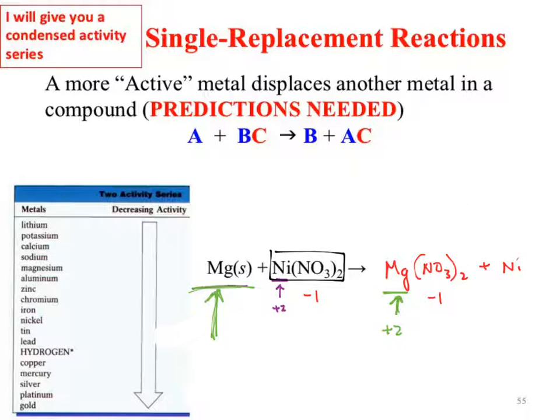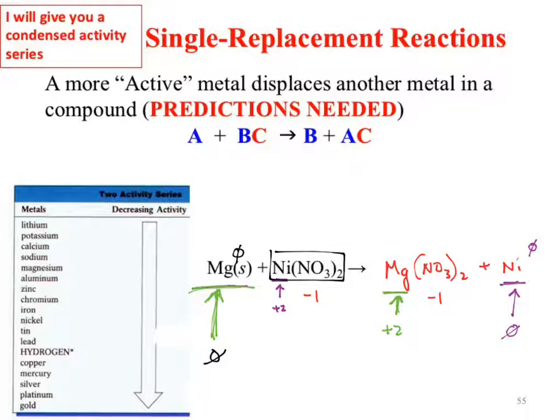Zero. It is not plus two, because if it was plus two, what would have to be written there? Plus two. What is the charge on the nickel in our product side? Zero. It is also a zero. Okay? So the charge is always given to you.